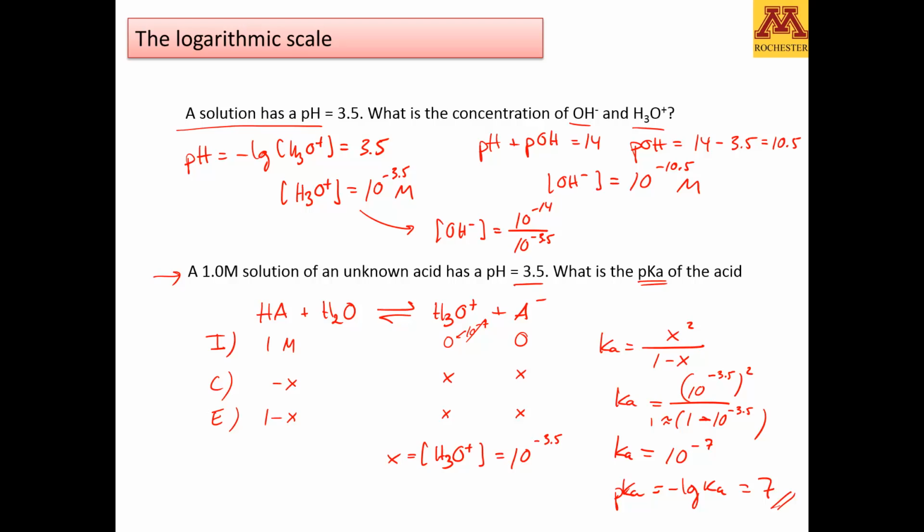Okay, notice there's nothing new, just that you have to be able to go from pKa to Ka and back and forth, and from pH to concentration and back and forth. That's important, that you can do both.